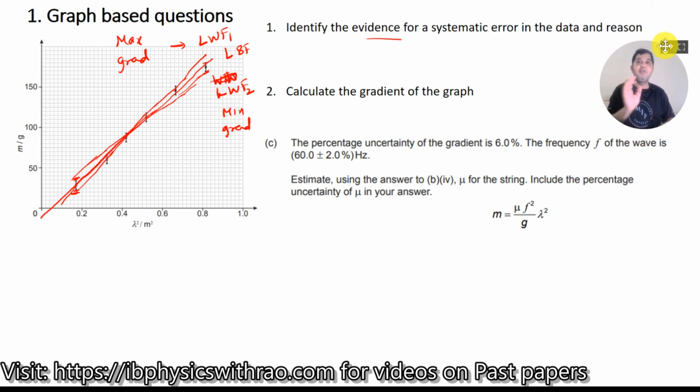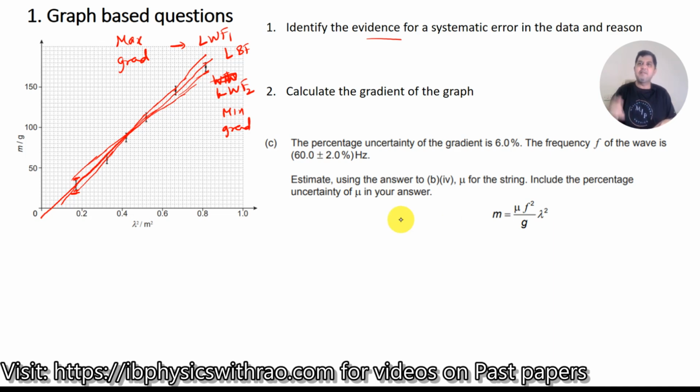And reason. You need to reason. What do you mean by reasoning? So what is this around here? Lambda square. Okay, so it's related to something like frequency and lambda square of a string. Something related to, I think, stationary wave. When lambda equals 0, that means there is no wave existing, then m equals 0. Can this be possible? It's not possible, right?